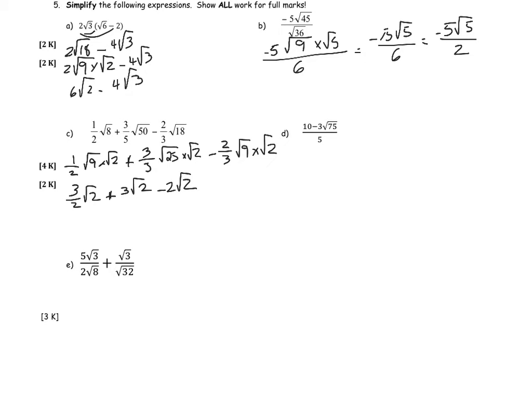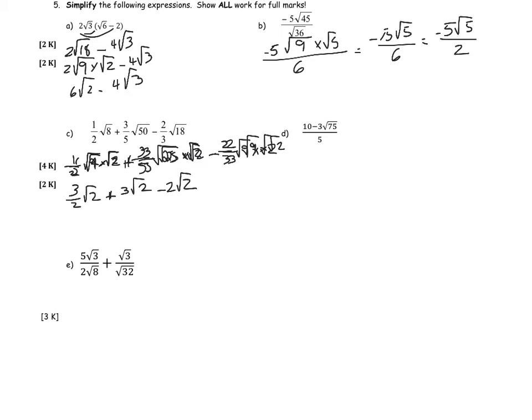The next one is 1 over 2 square root of 8 plus 3 over 5 square root of 50 minus 2 over 3 square root of 18. I can write square root of 8 as 2 square root of 2, or I can write this as 1 over 2 square root of 4 times square root of 2, since 4 times 2 is 8, plus 3 over 5 square root of 25 times square root of 2, minus 2 over 3 square root of 9 times square root of 2.